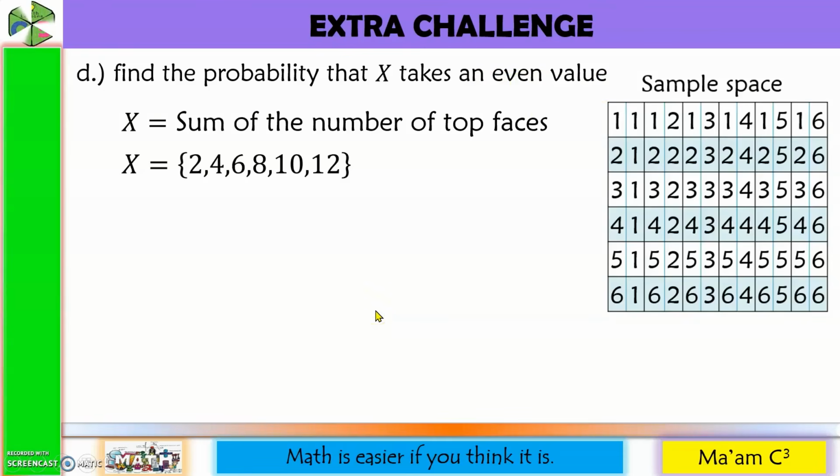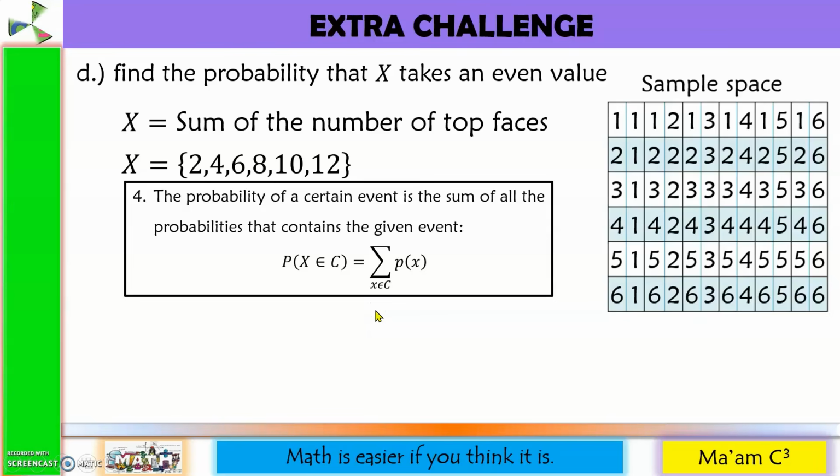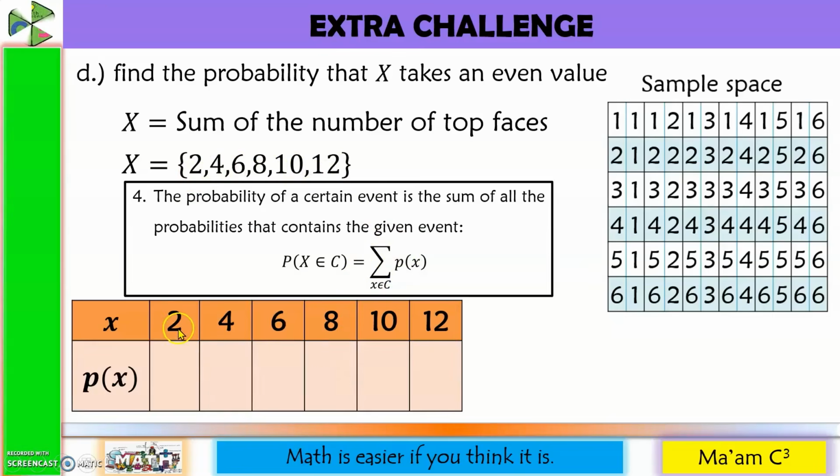Once again, here is property number 4 of the probability distribution. This time, our event is that the sum is an even value. So we have to get the probabilities that the sum is 2, 4, 6, 8, 10, 12, and then sum it up. Here is our probability distribution. Let us start with the sum of 2. And that is only 1 out of 36 sample points.